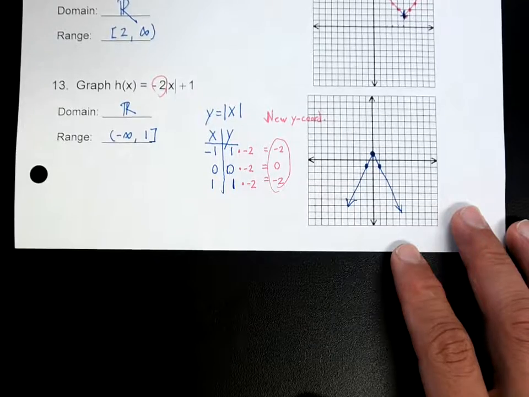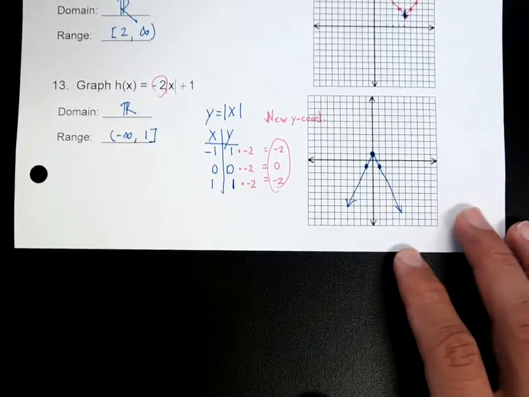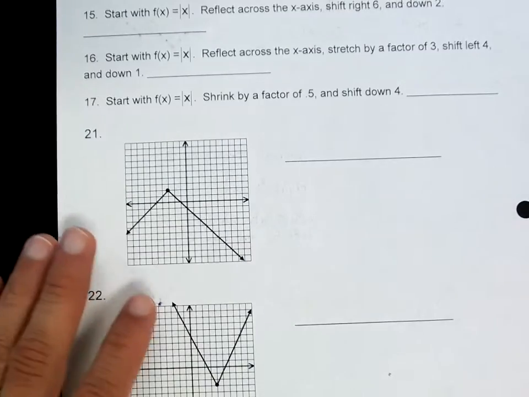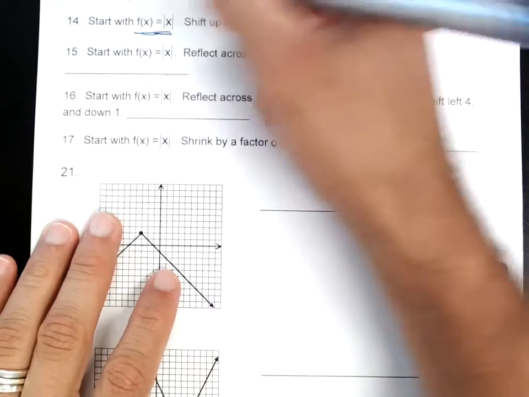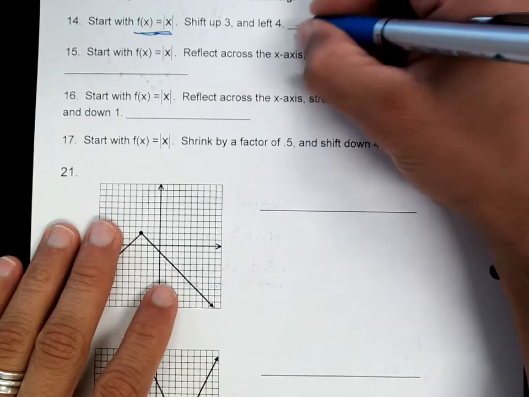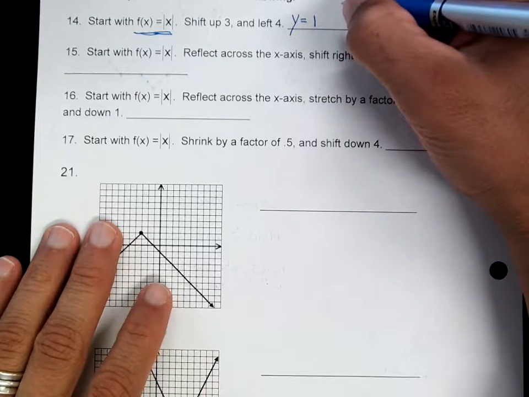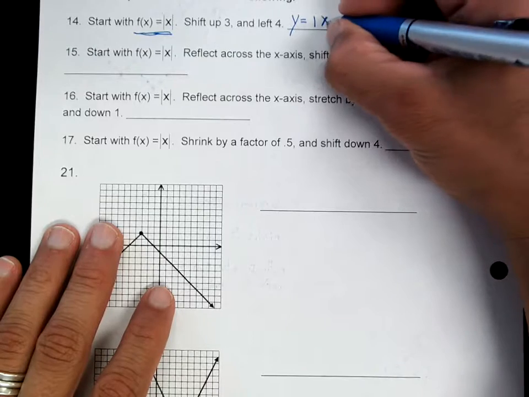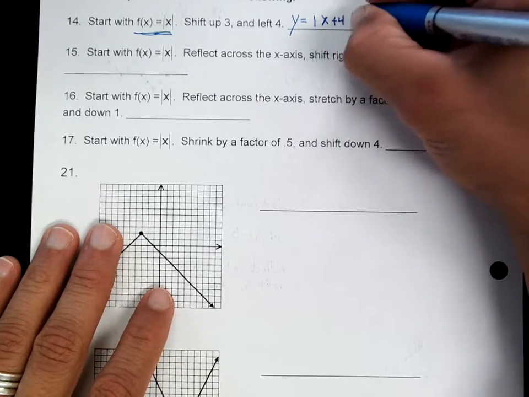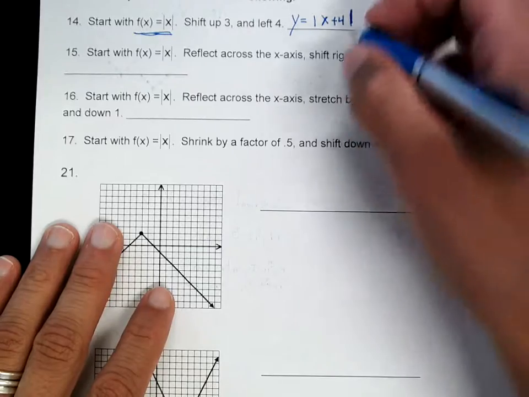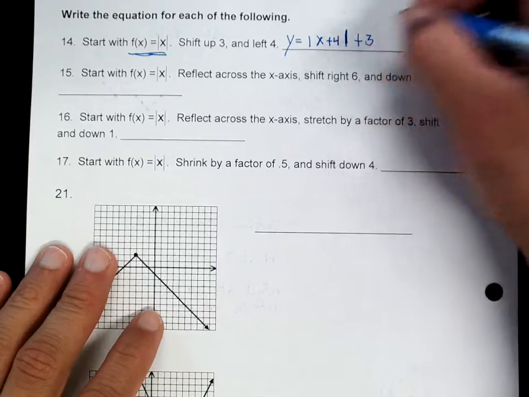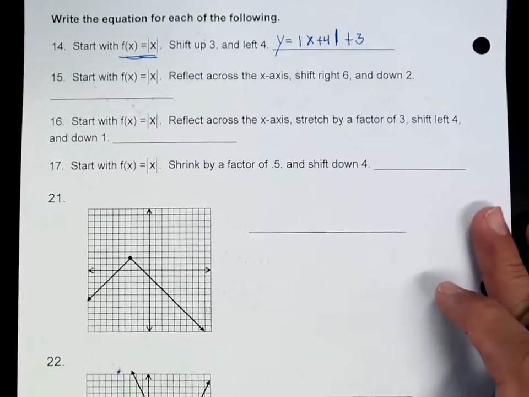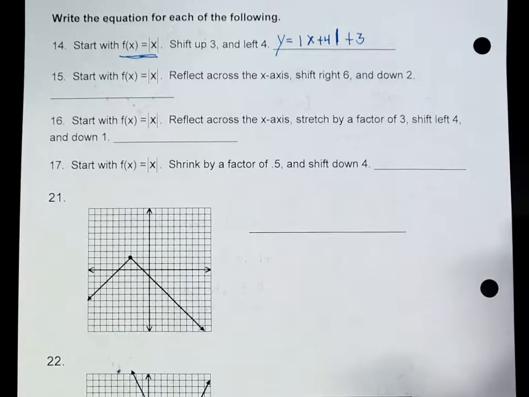Okay, let me go to the back now. I'm going through this really fast. 14, 15. Remember, if it says start with this, we're starting with this equation right here. Now it says that we're going to shift up 3 and left 4. The left and right needs to go inside the absolute value, and the up 3 needs to go on the outside. Now in 15, start with f of x is equal to absolute value of x, same thing.